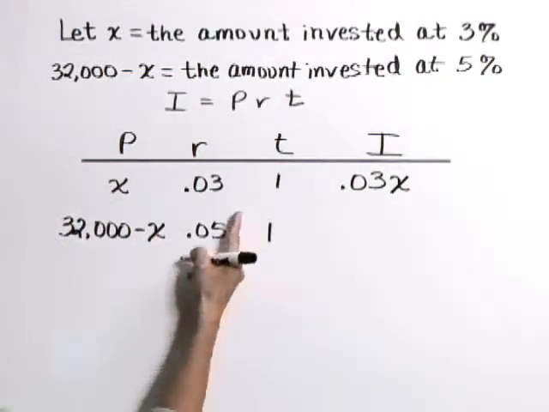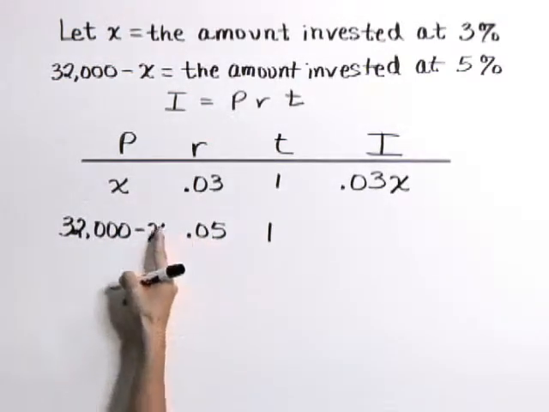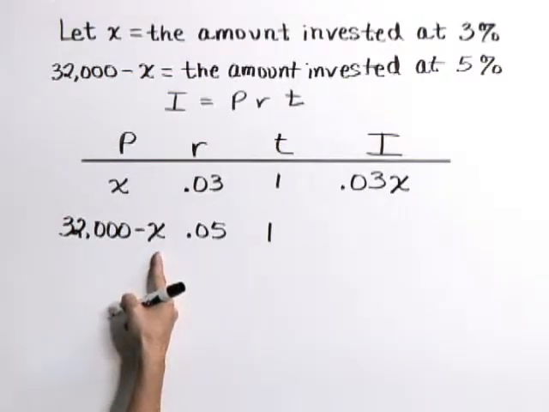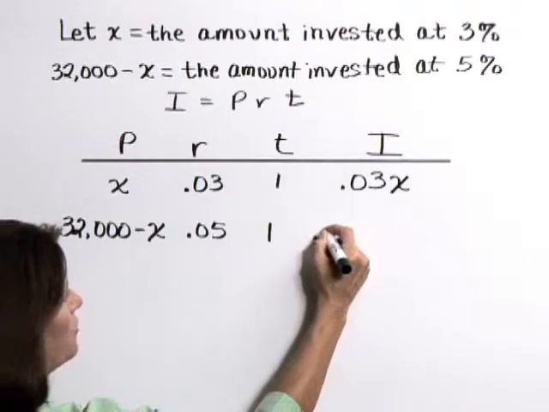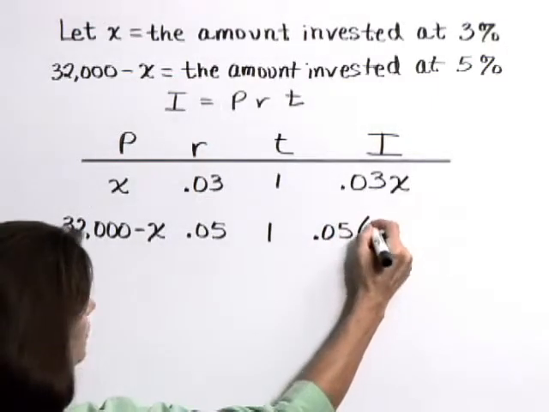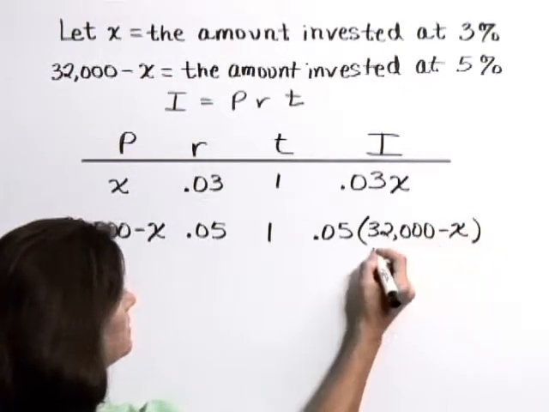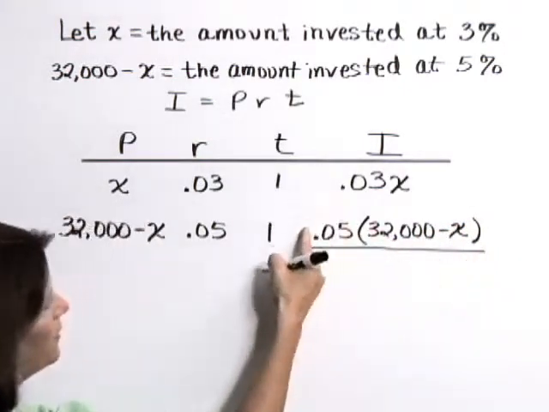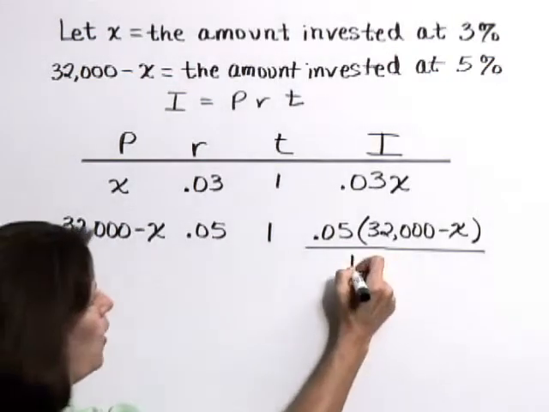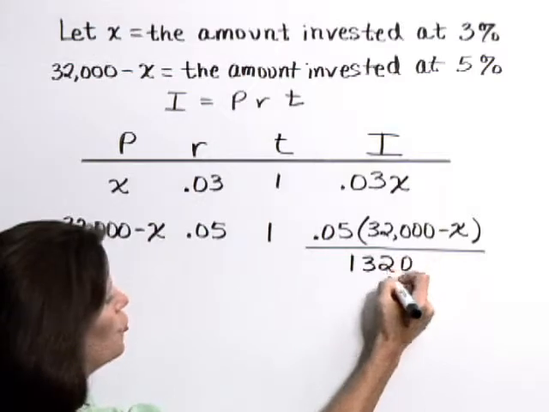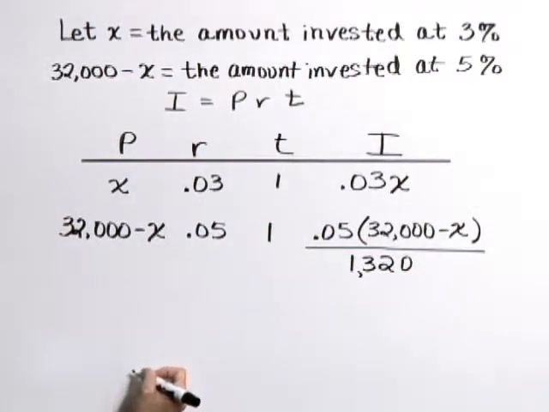The same for our second row. To determine the amount of interest earned at 5% on the amount 32,000 minus x is the product of these values. So let's write that as 0.05 times 32,000 minus x. Now we're told that the sum of these two interest amounts is equal to $1,320. So we're going to use this last column to write our equation.